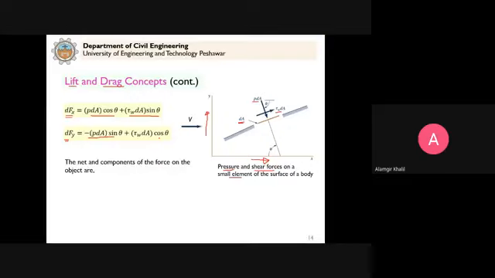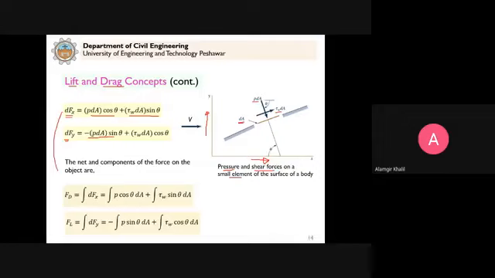So if we are interested to calculate the total force, then we have to integrate these equations. So we will get the total drag force for that body, and similarly the total lift force acting on the body. Clear?